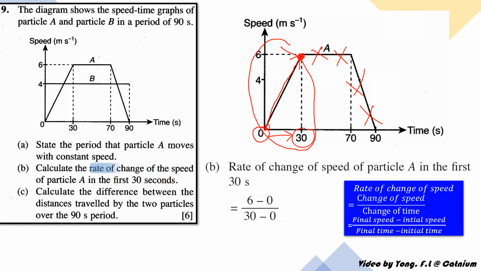So now the line is from 0 to, the speed is changed from 0 to 6, and time is from 0 to 30. So that's why it's 6 minus 0. Final minus, this is final, this is initial. Akhir laju akhir, laju awal, bagi masa akhir, masa awal. So just use a calculator. So this is the answer. Okay.